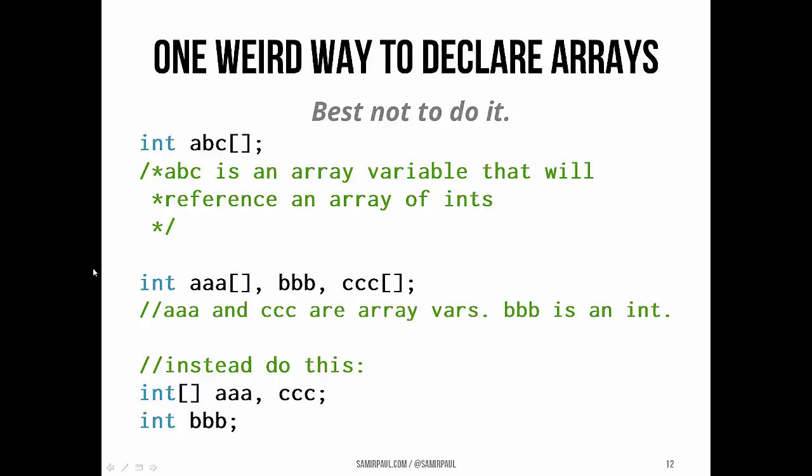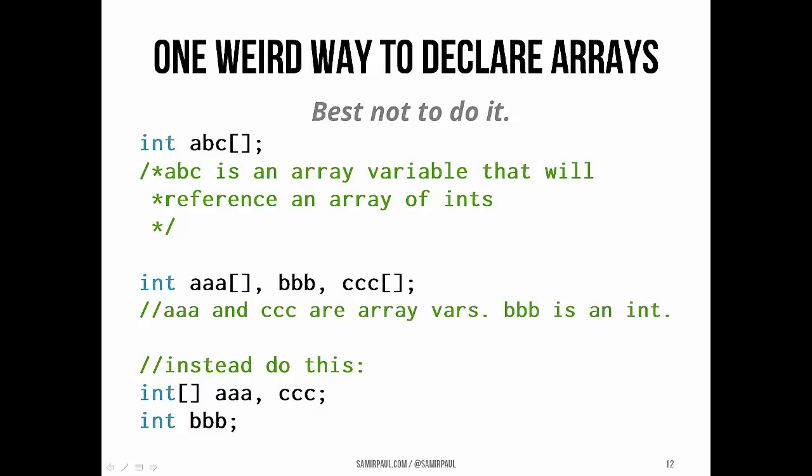This is a little bit strange because here we're saying int AAA[], BBB, CCC[]. Well, AAA and CCC are both array variables. BBB, though, is just a regular int. This is weird. This is a little confusing. I would suggest that instead you work with your arrays and your variables as demonstrated here, the standard way which we've seen so far, where we declare an int array, AAA and CCC, and separately we would declare a single int primitive if we wanted to use it.